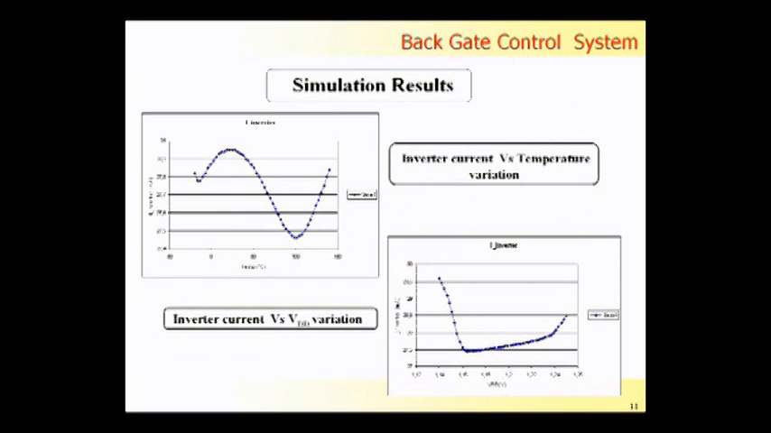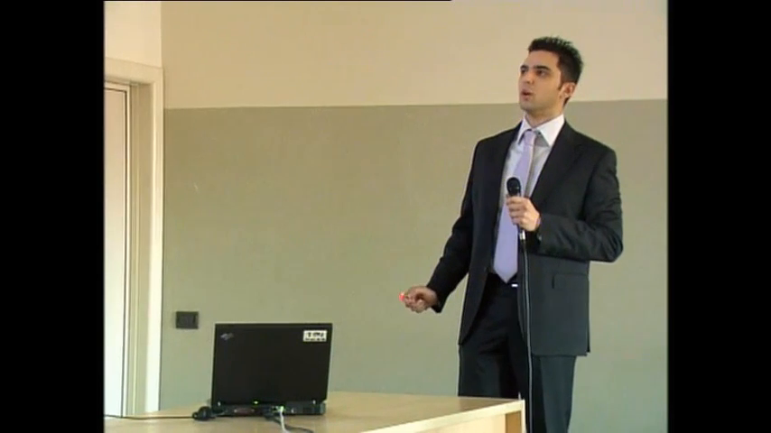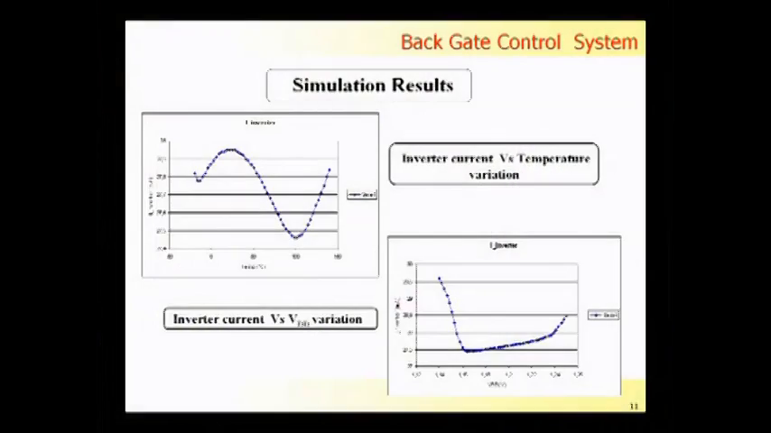Here is the simulation, and you can see that the current that flows through the inverter is almost constant. This is S-shaped, but if you look at the values, we see that if the temperature varies from minus 40 degrees to 140, the current presents a variation of only 0.4 milliampere. So it's really good performance.